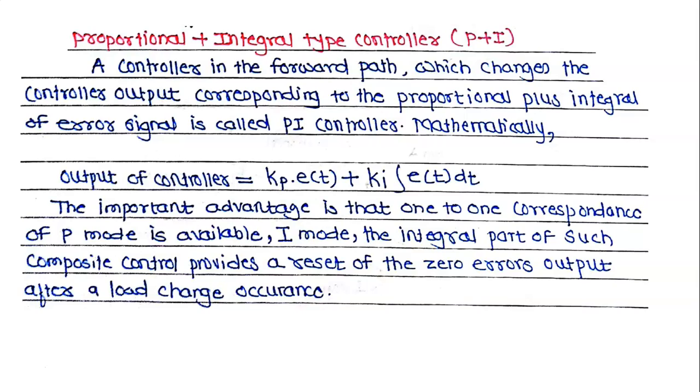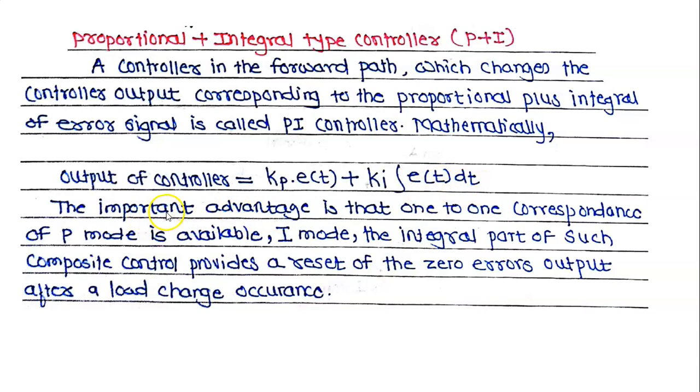A controller in the forward path which changes the controller output corresponding to the proportional plus integral of the error signal is called a PI controller. Mathematically, the output of the controller is equal to Kp into e(t) plus Kp into the integration of e(t) dt.